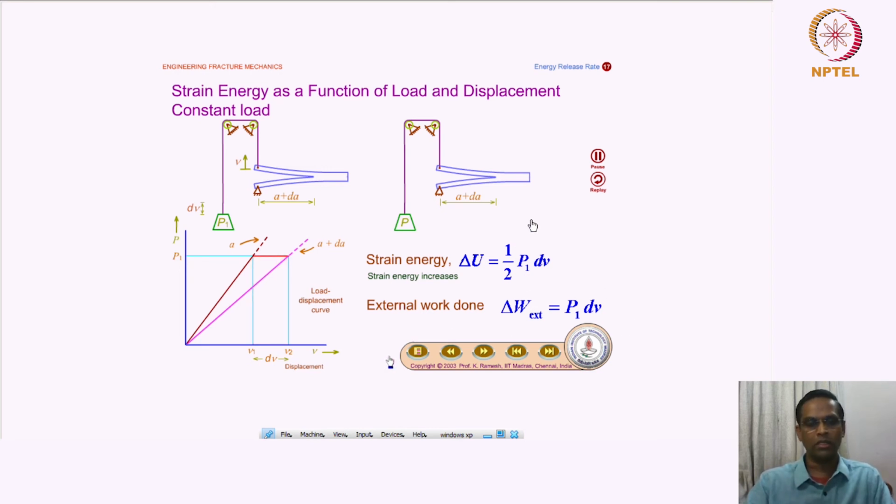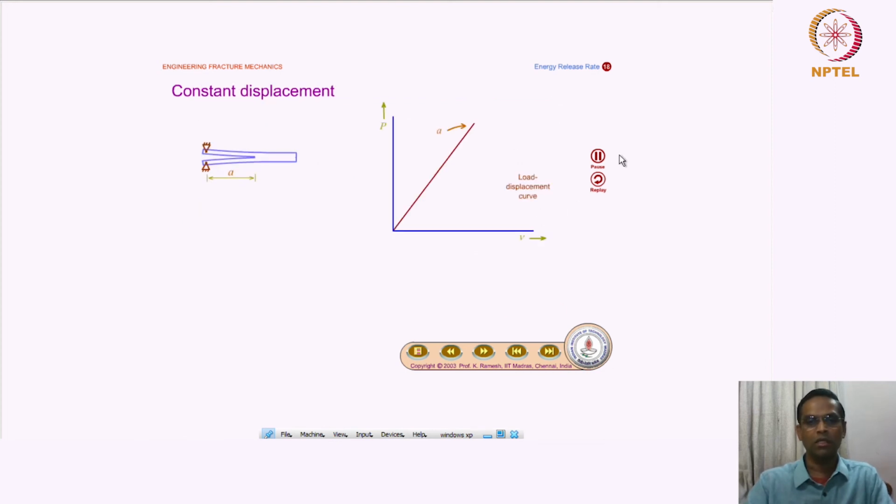Now we will look at the same experiments for constant displacement. What does constant displacement mean? The specimen is kept under fixed grips. With the crack length A, the load versus displacement plot looks something like this. Then another second specimen with crack length A plus dA is again kept at fixed grips, and there is no external load here. Please understand, it is a fixed grip, so the energy required to move the crack comes from within the system. That is the strain energy that we will discuss now.